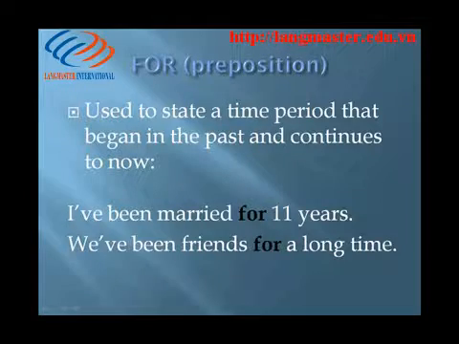The preposition for is used to state a time period that began in the past and continues to now. So the focus is on duration. Examples: I've been married for 11 years. We've been friends for a long time.